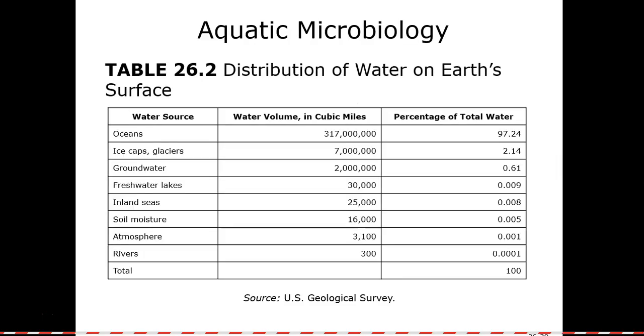This is interesting. About 317 million cubic miles of water is in our oceans, so 97% of the total water, and only 2% is found in things like glaciers. So about 99% of all of Earth's water is either in the oceans or in glaciers. As the glaciers begin to melt, you're going to see large rises in the Earth's ocean levels.